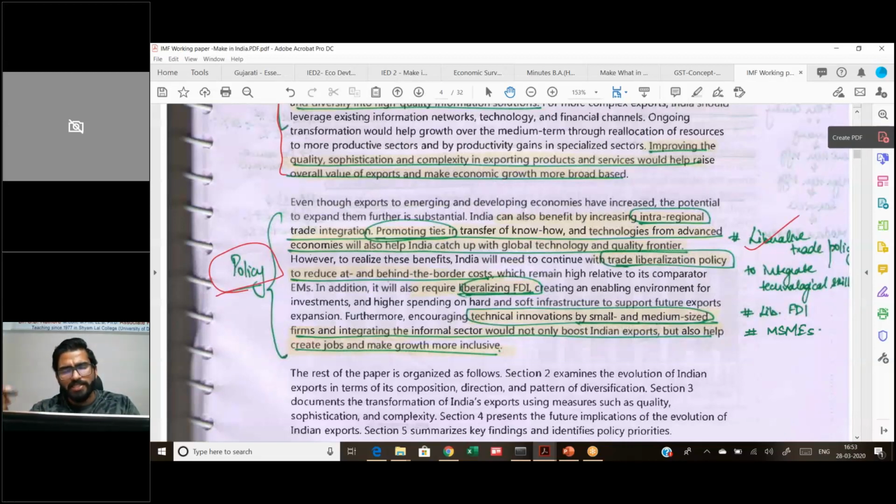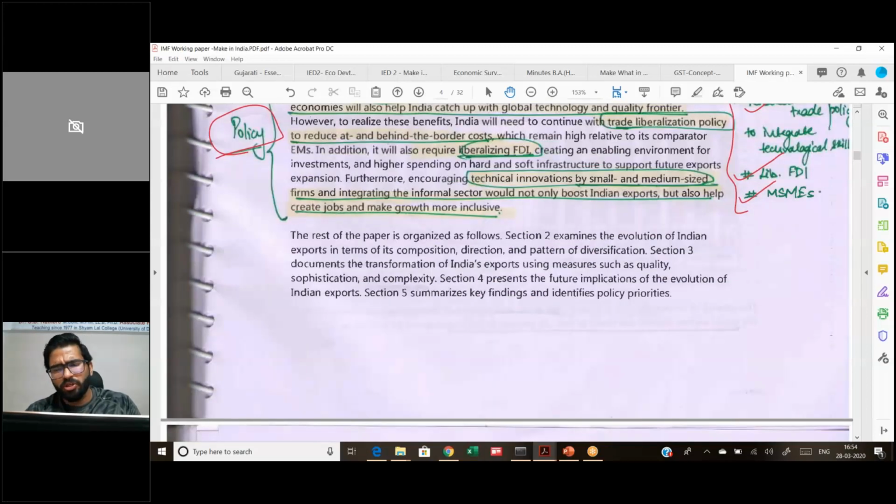Liberalizing the trade policy will allow integration of technologies, skills, and best practices. So agreements like the India-ASEAN agreement, perhaps the RCEP, perhaps should have been signed. Then you should liberalize your FDI, you should focus on your MSMEs. All of these were also the policy way forward in the previous reading. So whether you write the answer from this reading or the previous reading does not matter, the conclusion is the same.